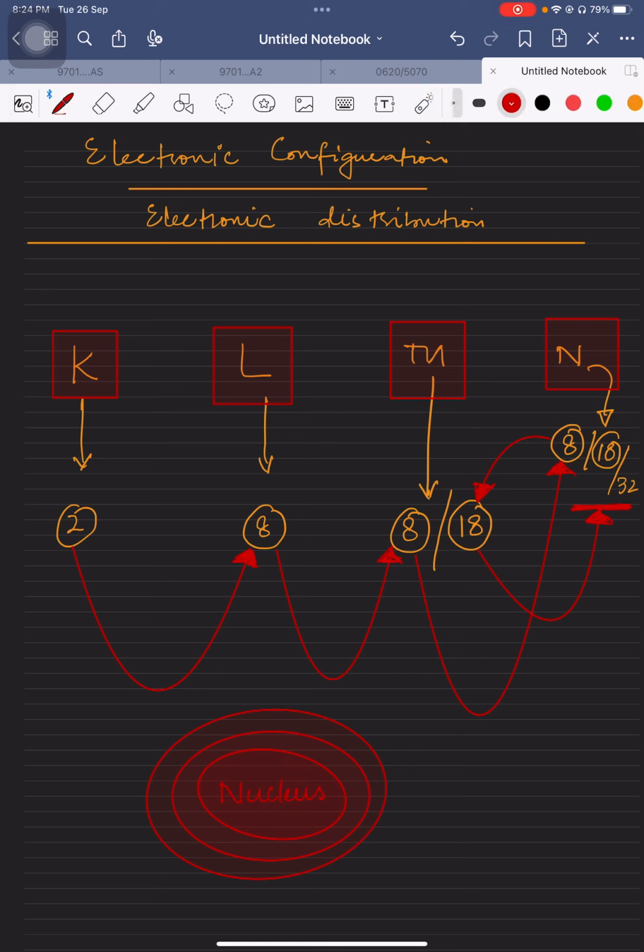Which one is K? Now the point is this: this is K, this is L, this is M, and definitely the outer will be N. I'm drawing the N as well so that there may not be any confusion. So the last shell is N.